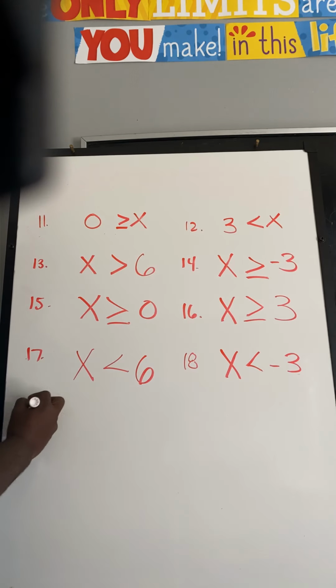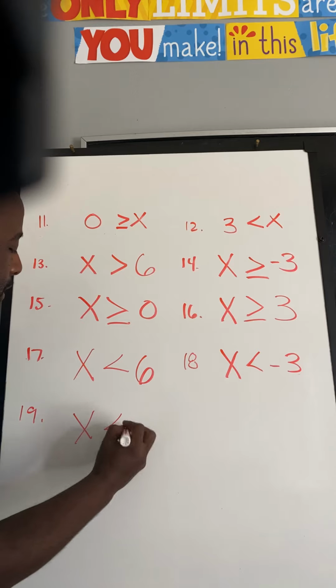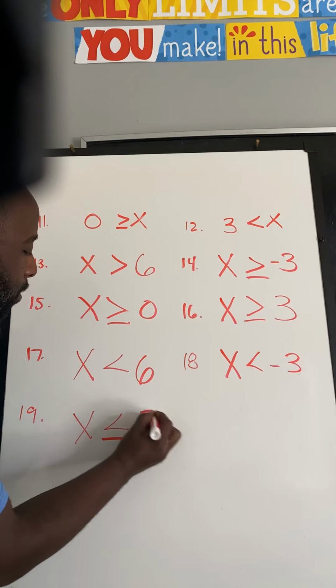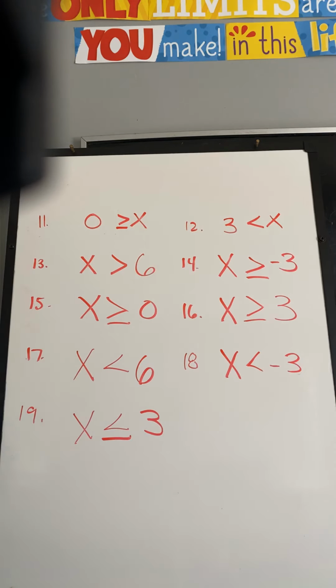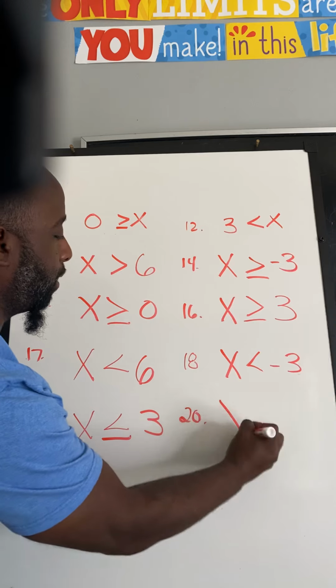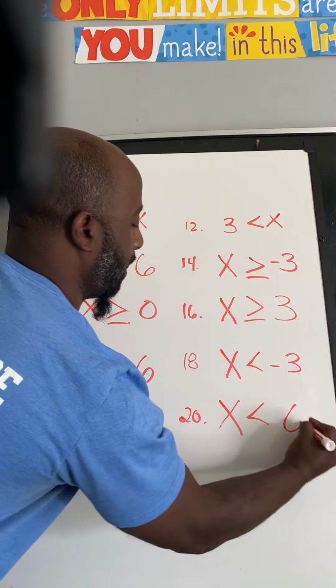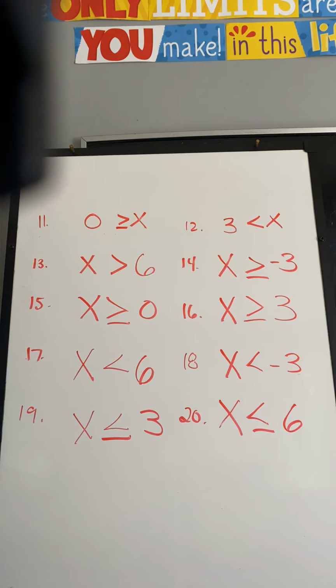Good. 19. We'll go to the number 3, shading to the left, is a closed circle. So there you go. Number 20, shading to the left. So it's less than, the number we went to is 6. And it's a closed circle, so we include the number 6.